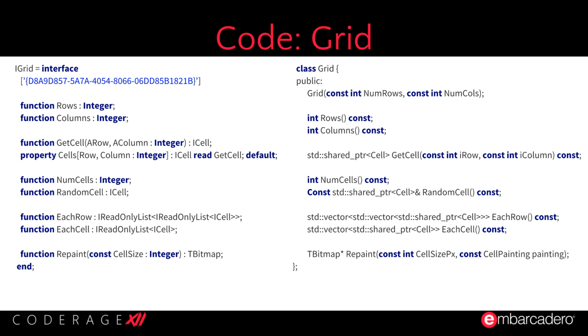Now in Delphi I'm using interfaces. You can see iGrid and iCell. These are reference counted. In C++ I'm using shared pointer, which achieves something quite similar. So the grid owns all of the cells.